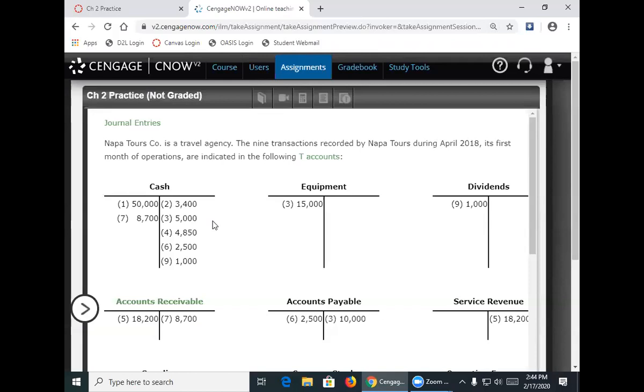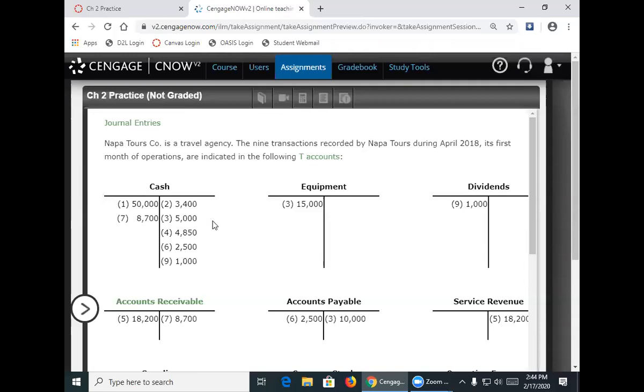We're going to go in order from 1 to 9 and recreate the journal entries that happened before these T accounts. So if someone handed you a bunch of T accounts and you had to journalize it, this is what you do.